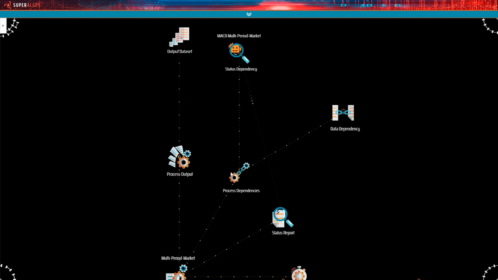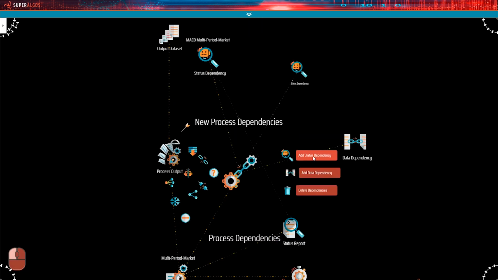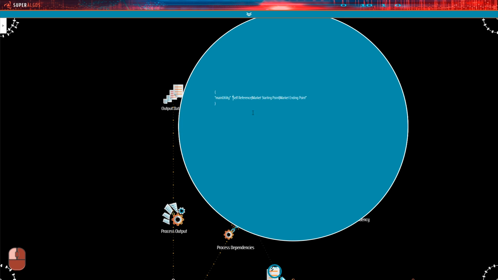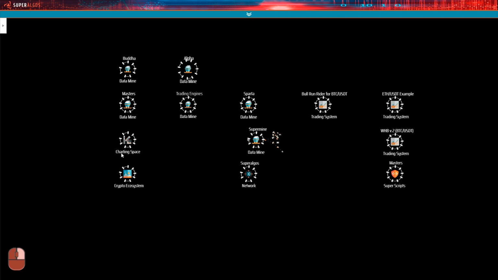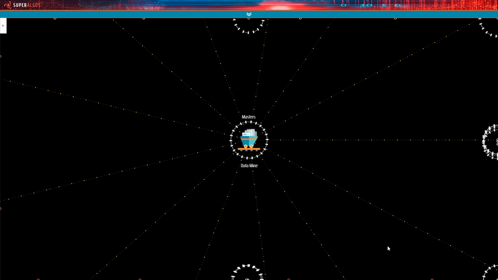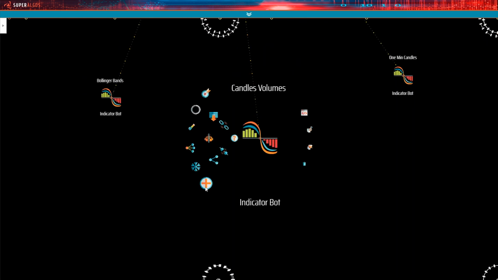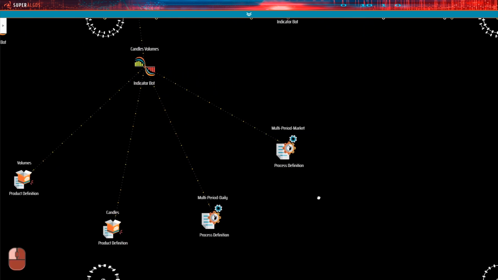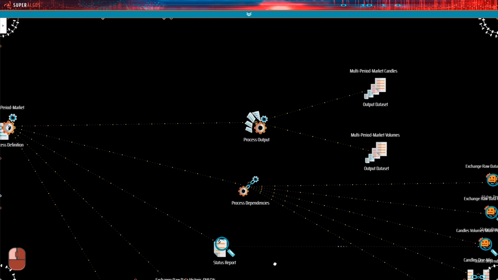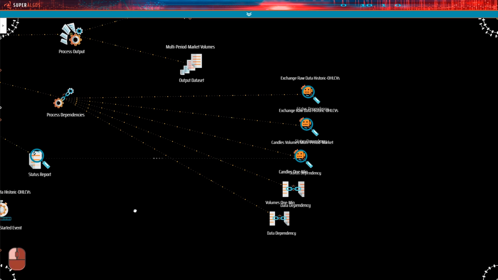I'll create a second status dependency, configure it as the market ending point, and establish a reference with the status report of the multiperiod market process of the candles volumes indicator. To do that, we need to find the master's data mine, expand it, locate the candles volumes indicator, and get everything ready to establish the reference. This market ending point reference enables our process to know what the date and time of the end of the market is. It will get that information from the candles volumes indicator by reading its status report.